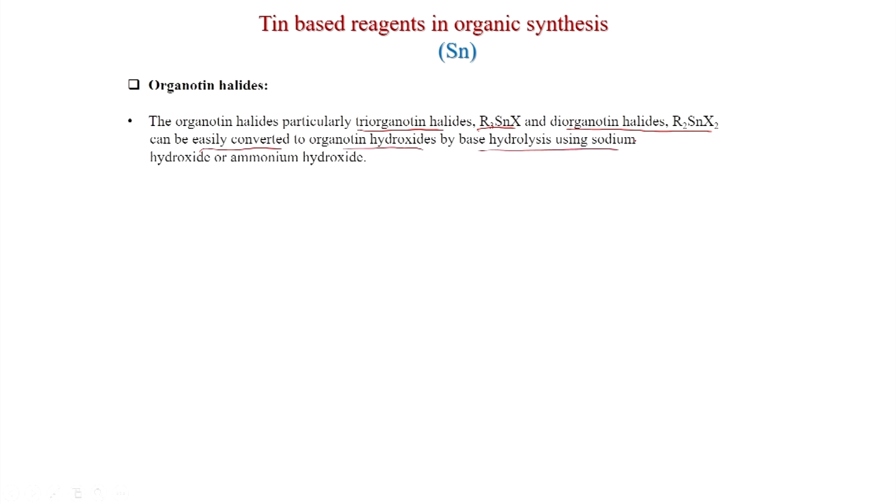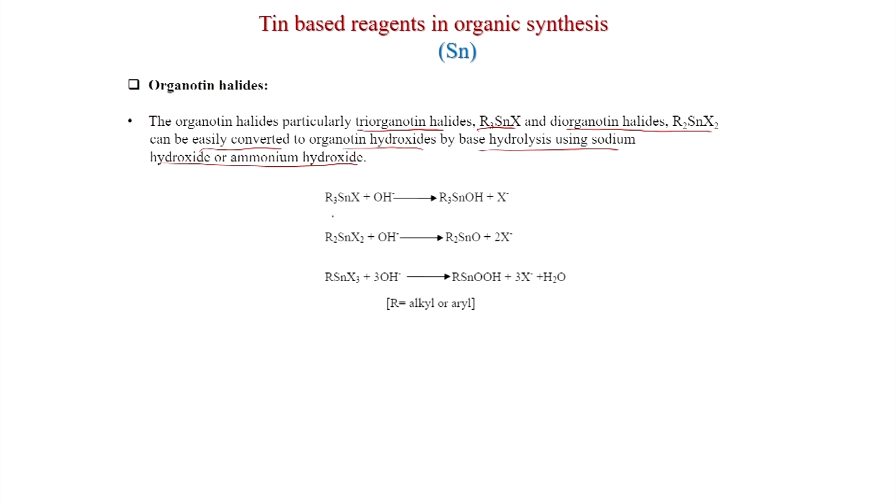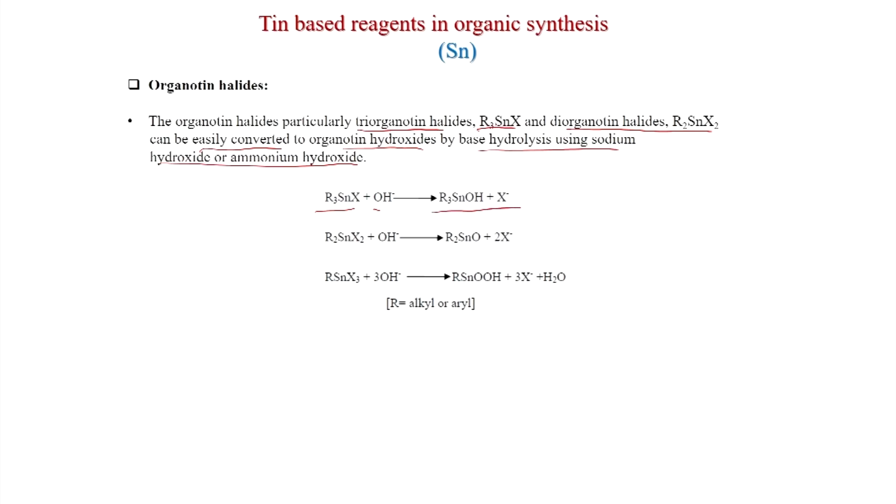organotin hydroxide by base hydrolysis using sodium hydroxide or ammonium hydroxide. So, these are examples. You can see these halides, if we treat them with hydroxide, then the oxide or hydroxide is produced. Like hydroxide, you get this displacement reaction, X is displaced by hydroxide. Here also the oxide is formed, 2 equivalents of X minus liberated, and when RSnX3 is used, then 3 equivalents of hydroxide generate this tin hydroxide plus 3 X minus plus H2O. Here also R can be alkyl or aryl.